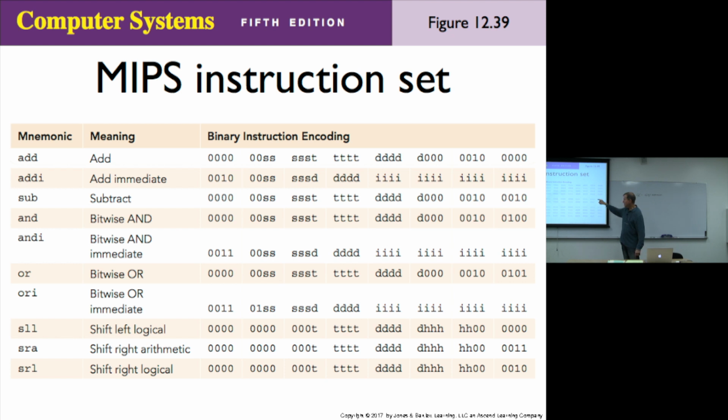000000. What's the opcode for add immediate? 001000. What's the opcode for subtract? Hey, how can that be 000000? I thought that was the opcode for add. Ah, it has a different function field. See? Are you with me? Does everybody see how that worked?